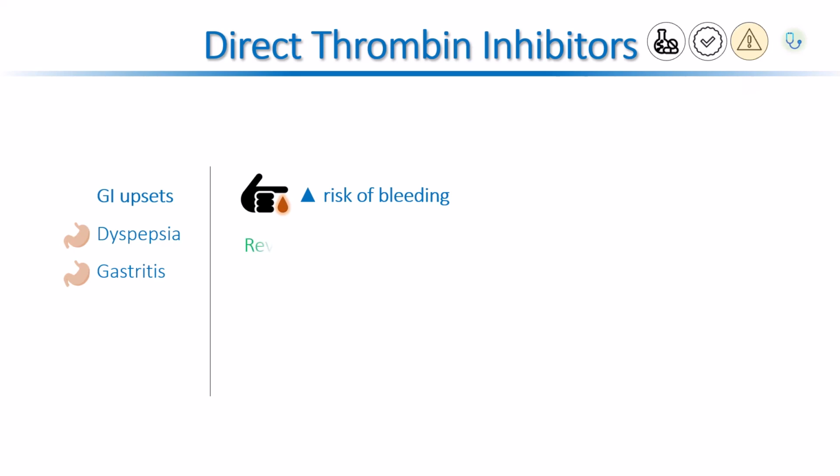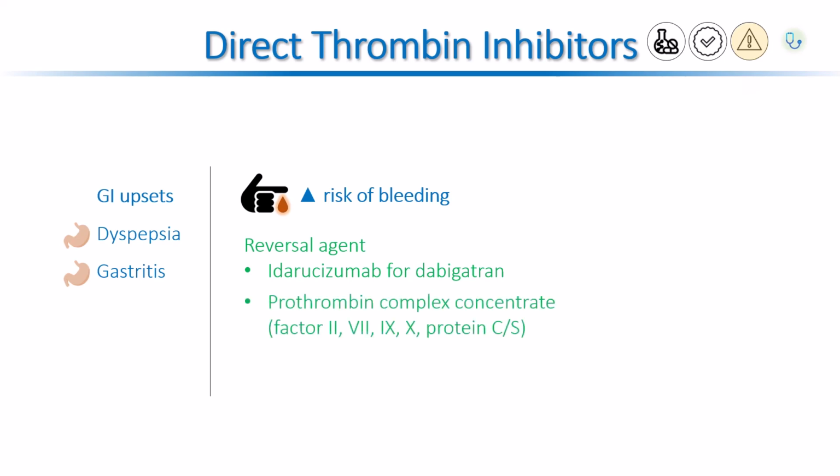A reversal agent called idarucizumab, an antibody which binds to and inactivates dabigatran, can be administered to patients who experience uncontrolled bleeding. Idarucizumab does not work for the other direct thrombin inhibitors. There is no reversal agent for them. Prothrombin complex concentrate, also known as PCC, which contains the coagulation factors 2, 7, 9 and 10, along with proteins C and S, or antifibrinolytic agents like tranexamic acid, can be used.